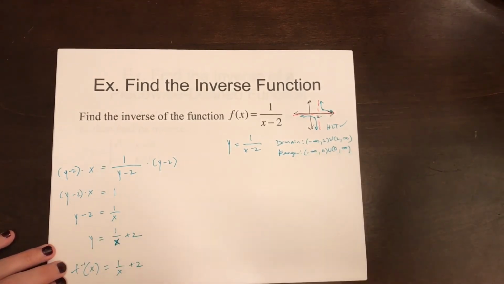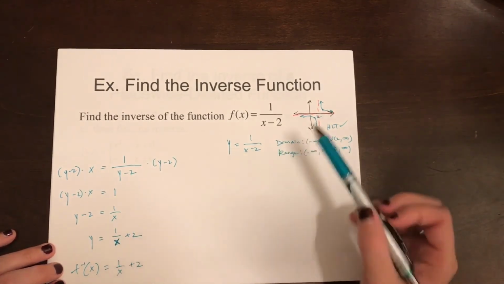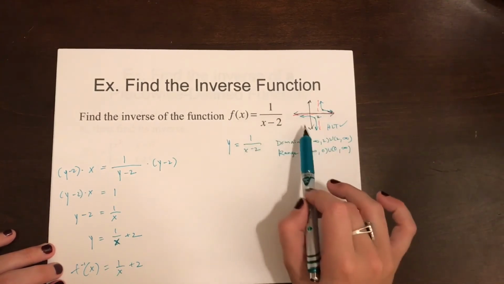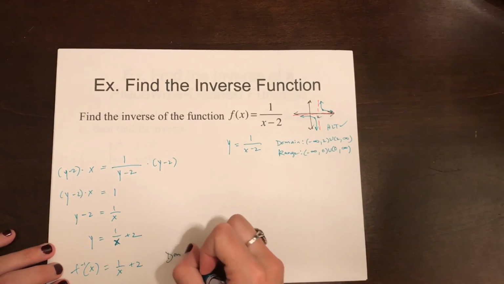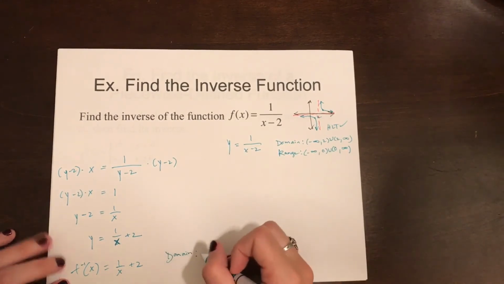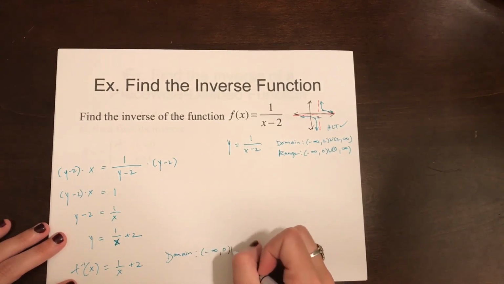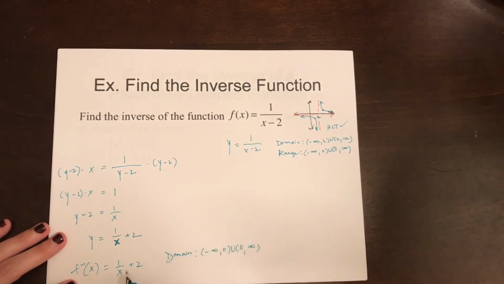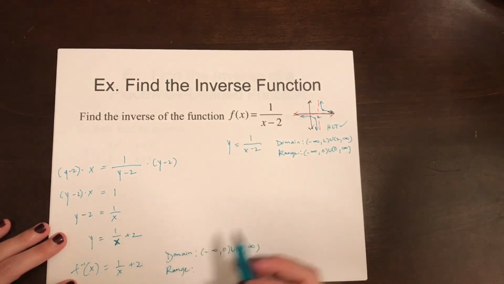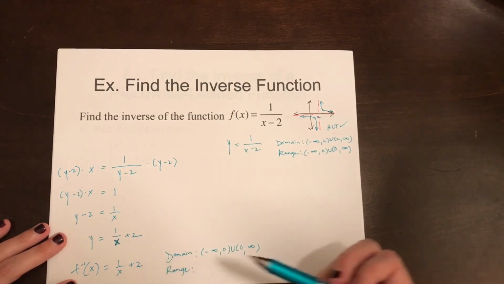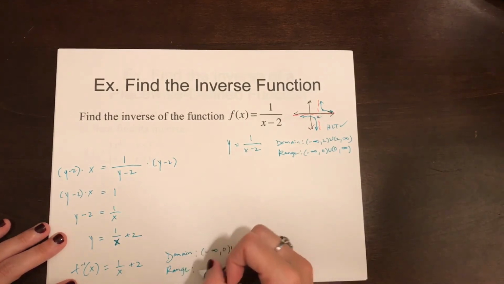So same parent function for both these functions. The inverse is going up 2, and the original function we were given is going to the right 2. Okay, domain will be negative infinity to 0, union 0 to infinity, and looking at that function, that makes sense. And then so does the range. Since we have a vertical shift, that means the horizontal asymptote that goes along with 1 over x is being shifted up 2 units.